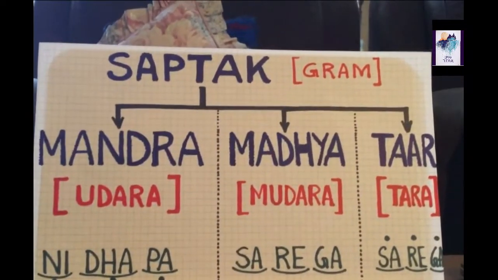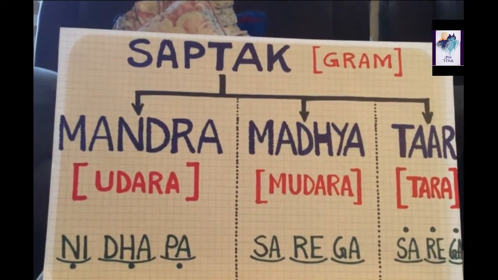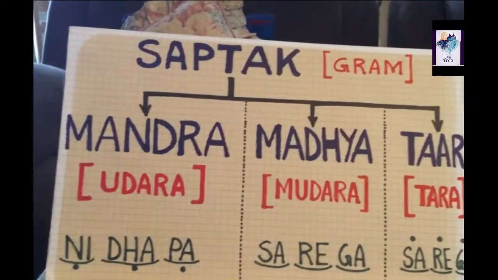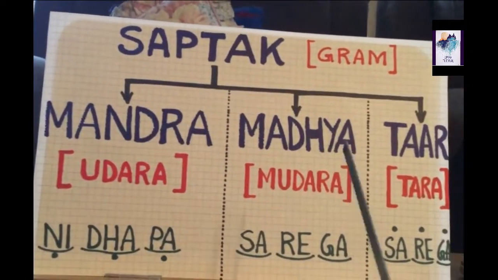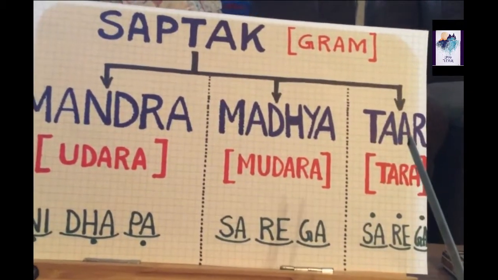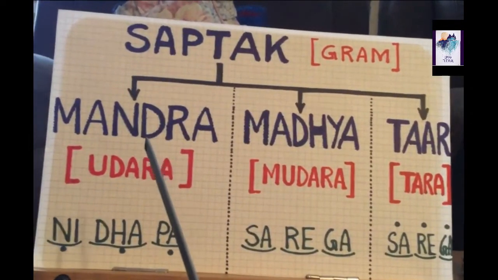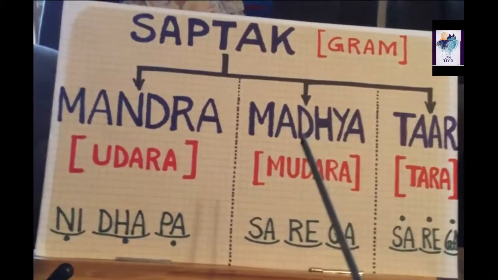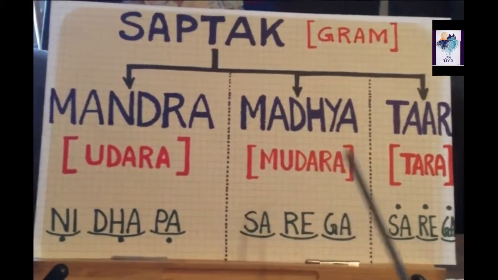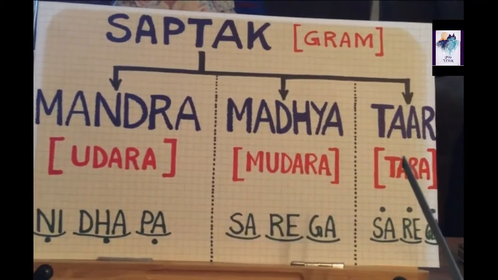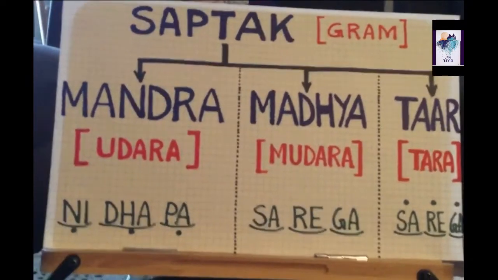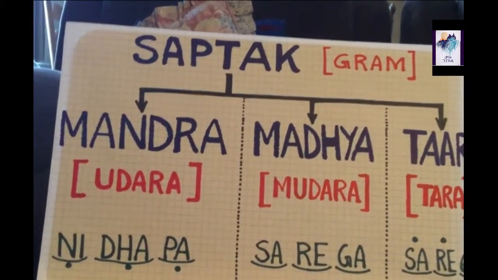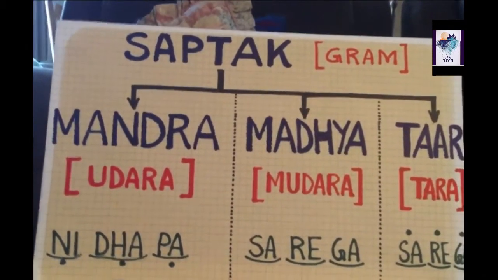Saptak or gram. There are three types of Saptak you have learnt: MANDRA, MADHYA and TAAR. Clear? MANDRA Saptak, which is known as Udara, MADHYA Saptak, which is also known as Mudara, and TAAR Saptak, which is known as Tara. So, there are three Saptak: MANDRA, MADHYA and TAAR. Now, the signs.